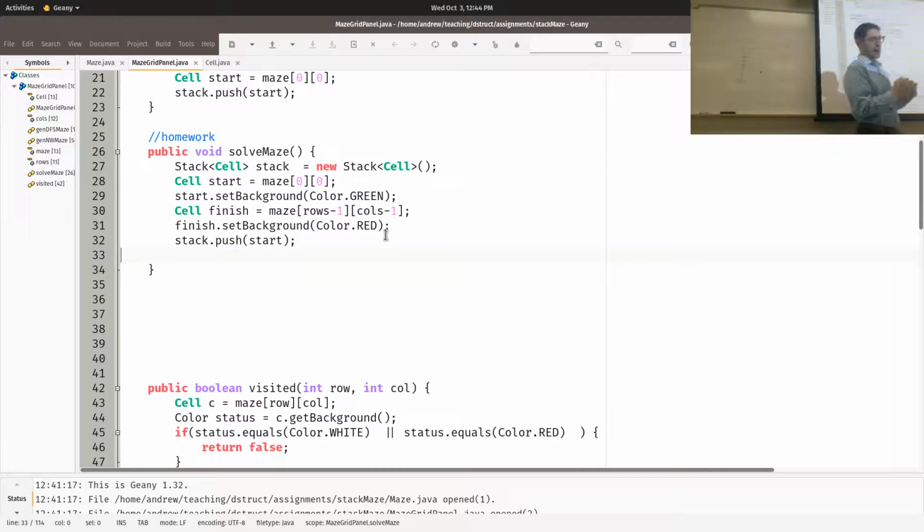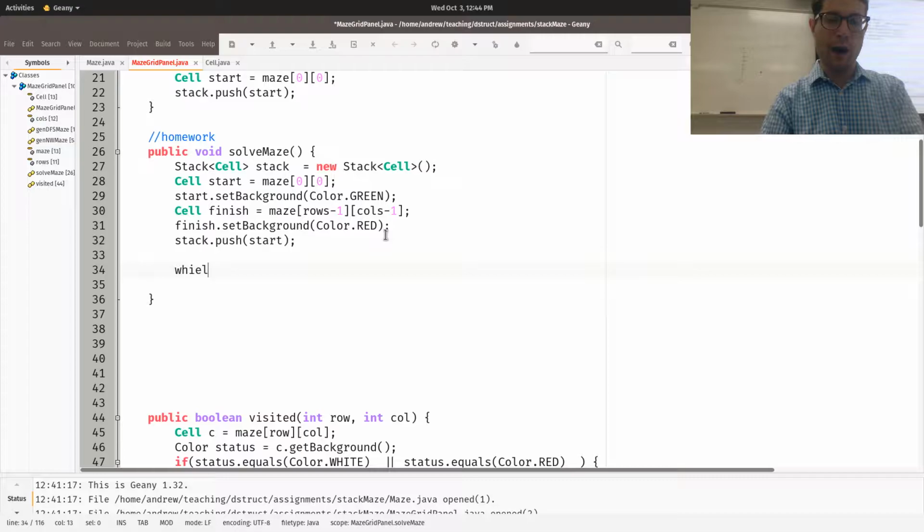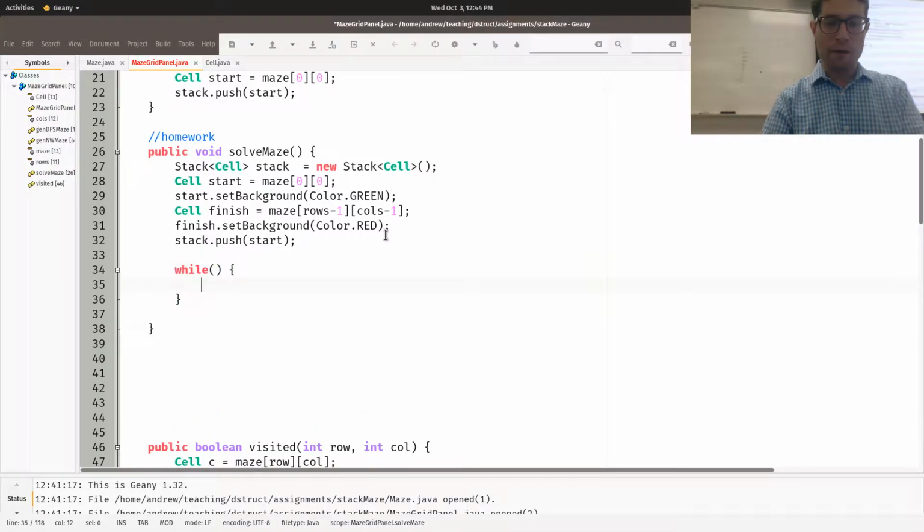So the next thing is, how do I actually move? The algorithm I have is a while loop. Because I keep seeing this done wrong, I want to make sure you get this: I say your cell current should be equal to your stack dot peek. You get your current location there.